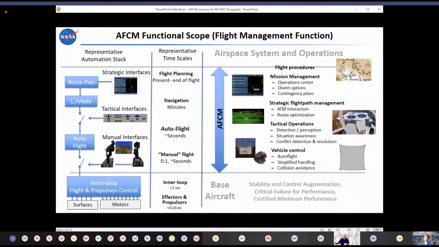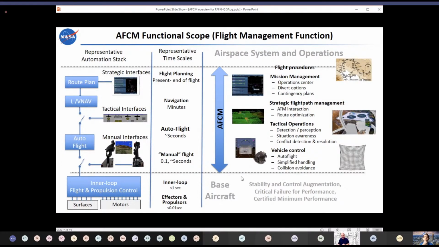So just giving folks a view of this. This chart's probably too busy, but it provides a mental map of how we're viewing the AFCM area within NASA, how it fits between the base aircraft.